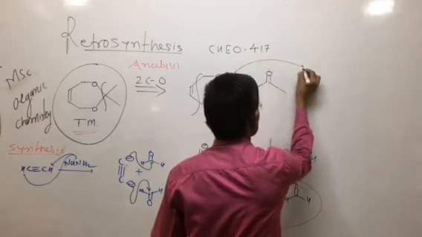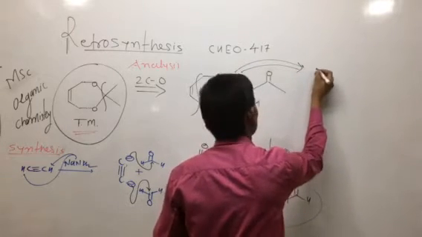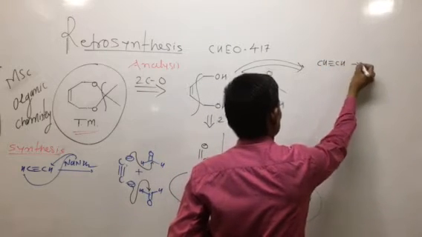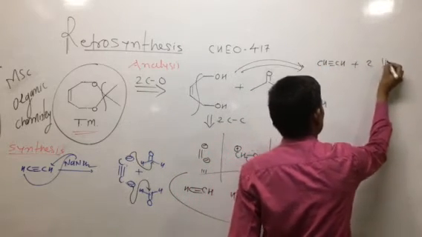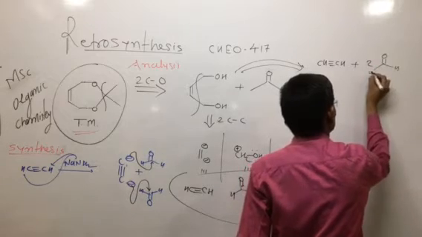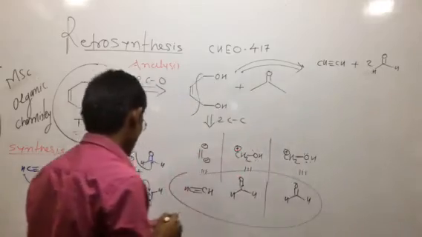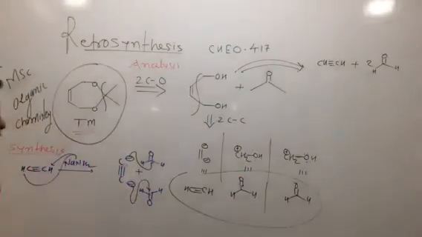So this species we write: CH triple bond CH and 2 moles of formaldehyde. So I have written these types of species here. So this is the synthon and synthetic equivalent.